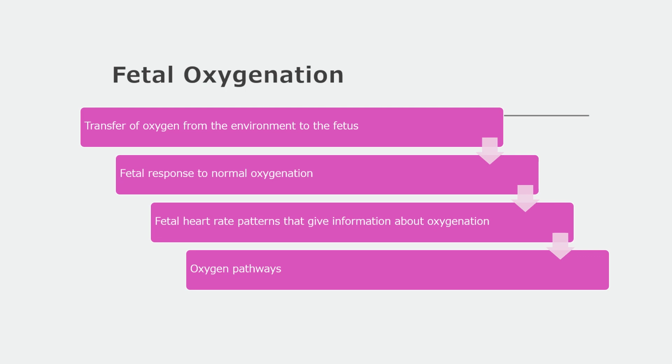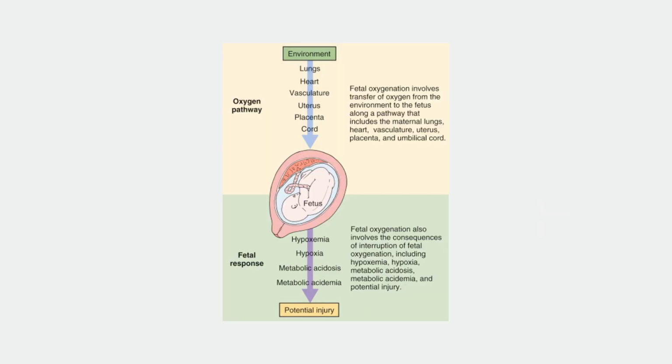And we discuss oxygen pathways. This is a great slide because it's showing you here the oxygen pathway. You have the environment. So you have the maternal lungs, heart, vasculature, the uterus, placenta, and cord. These all have to be working well in order for the fetus to be well oxygenated. And I want you to think about maternal conditions. If you have a patient with heart disease, you have a patient with asthma, severe asthma mostly, there's a problem with her blood pressure. She has peripheral vascular resistance.